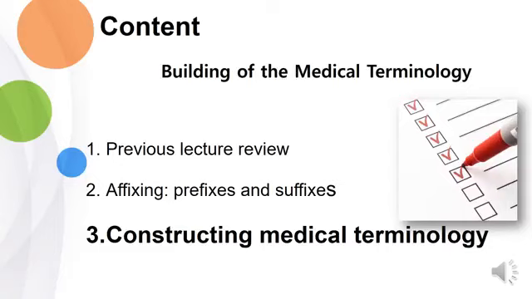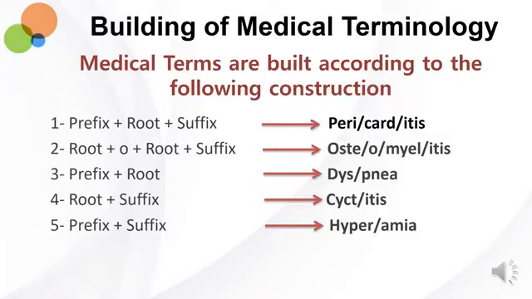Now we came to the last item of our lecture today, constructing medical terminology. What are the different constructions for medical terminology? The third type of construction is prefix and root. Here I have stated the example I mentioned before, the term dyspnea, or difficulty in breathing. Pnea means breathing, the root, and dys means difficult.